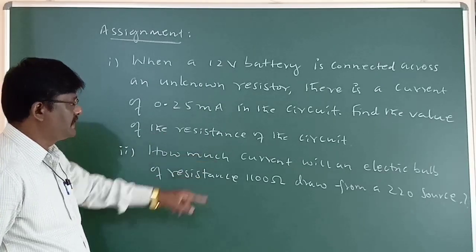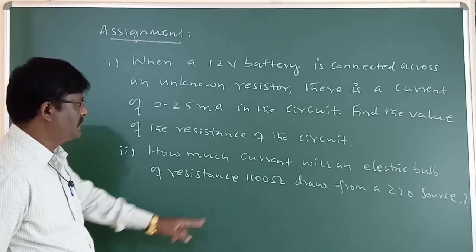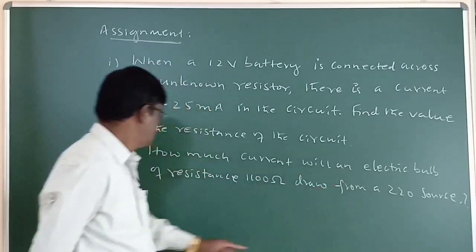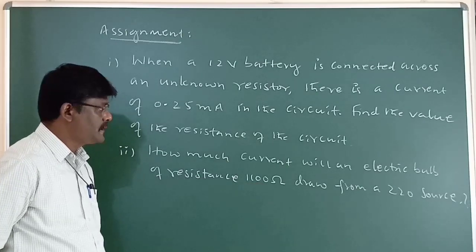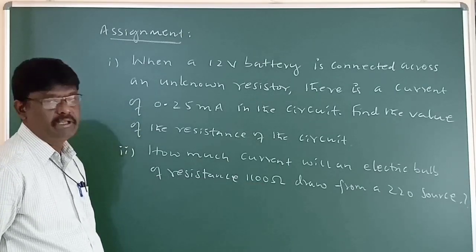Next: how much current will an electric bulb of resistance 1100 ohm draw from a 220 V source?